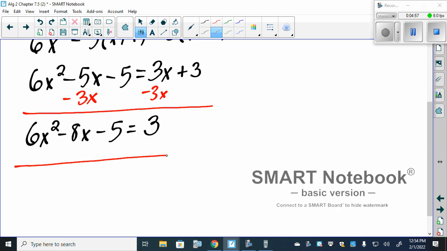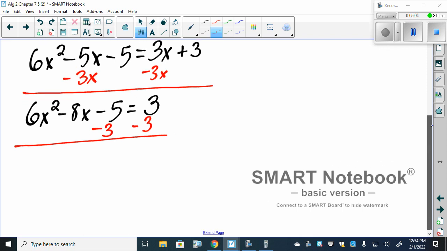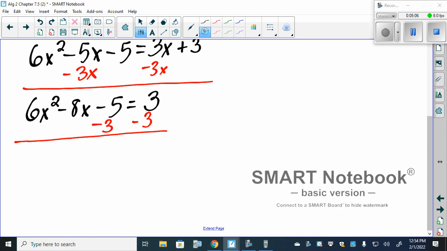We subtract 3, because again, we need this equal to 0, so we need everything on the same side. So we would need to subtract 3, which would give us 6x squared minus 8x minus 8 is equal to 0. Any questions on any of this or how we got to this point?